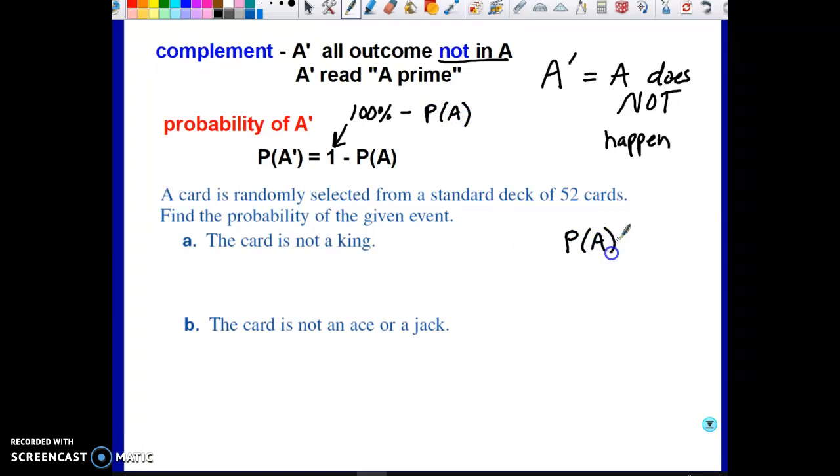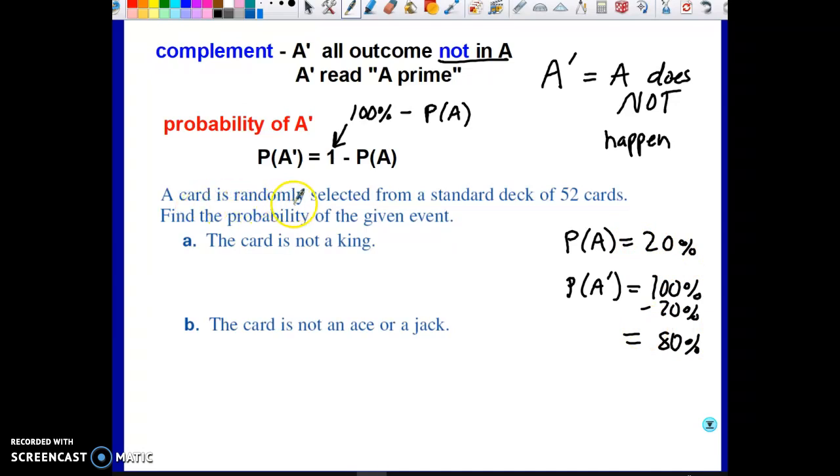So basically, if the probability of A is 20%, what's the probability of A prime? Well, of course, it has to add up to be 100. So it would be 100% minus 20%. It would be 80%. So if it happens 20% of the time, it doesn't happen 80% of the time.